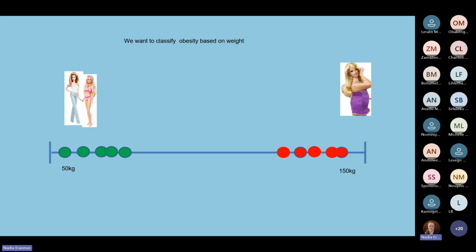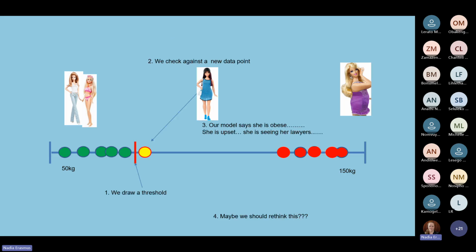So we're going to classify obesity based on weight. So let's say we have a thin Barbie on the left-hand side and we have a fat Barbie on the right-hand side. Okay, so we have thin Barbie at 50 kilograms and fat Barbie at 150. So this is basically an obesity data set. So let's go and look at an average.